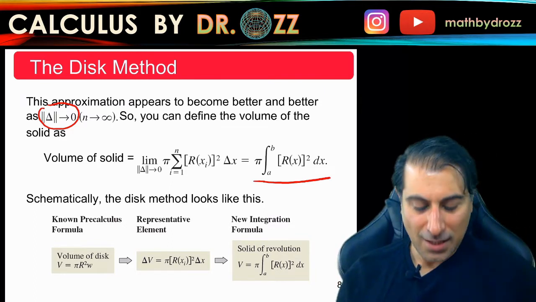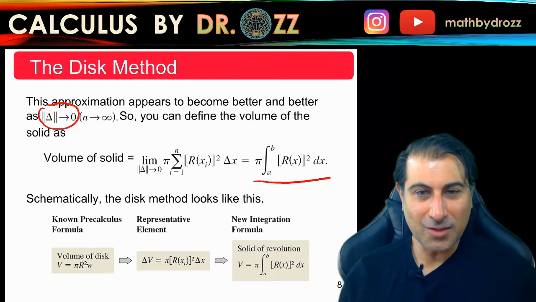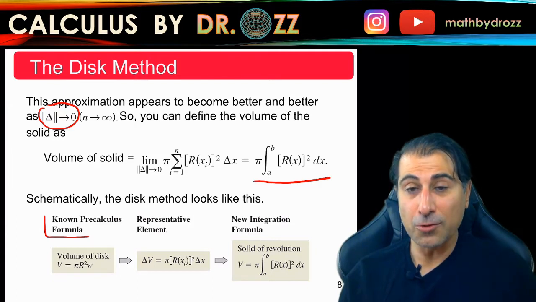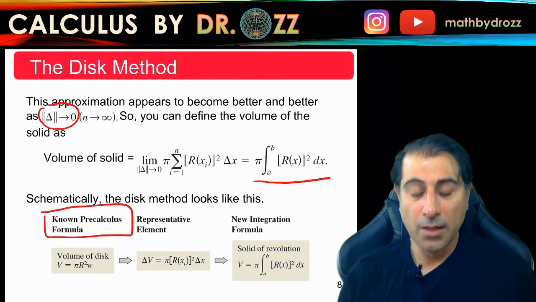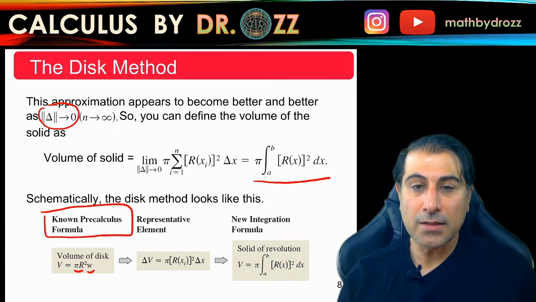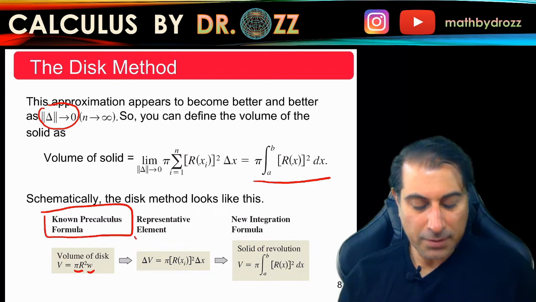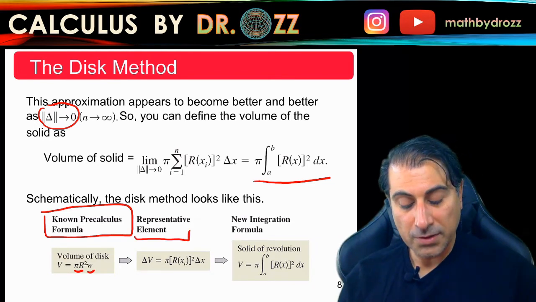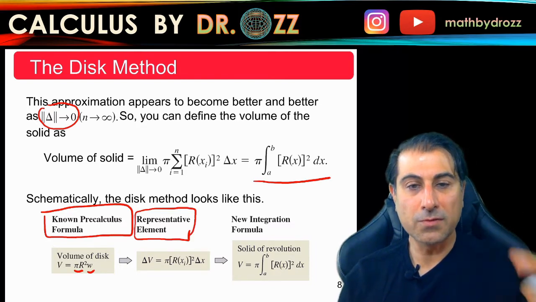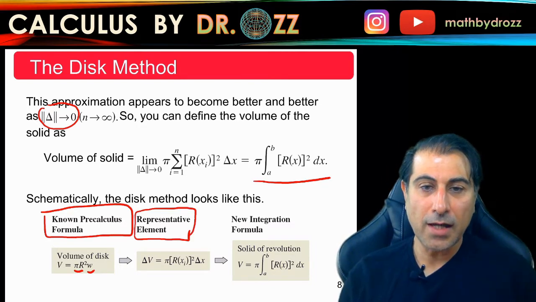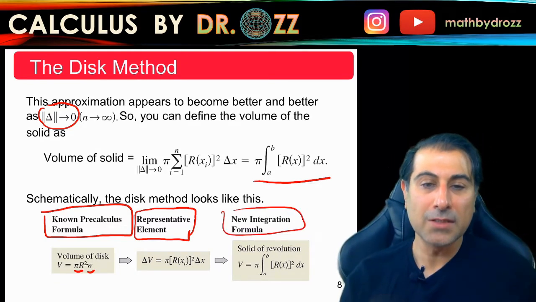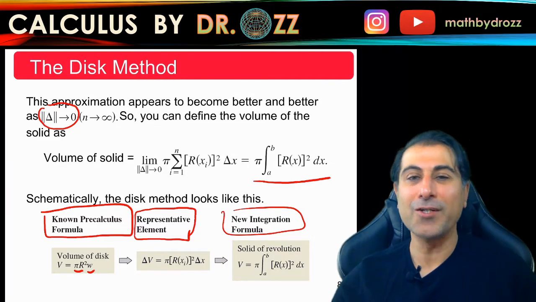So essentially, here's the process again. Let me just quickly describe that. You have the known pre-calculus formula, which is the volume of a disk. We know that formula: the area of the circle times the thickness of the disk. And then we have the representative element, representing just the volume of one solid of revolution, which is a disk in this case, and then passing the limit to get this new integration representation or formula of the solid of revolution.